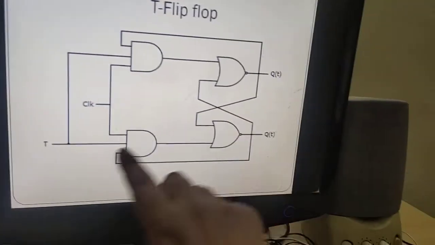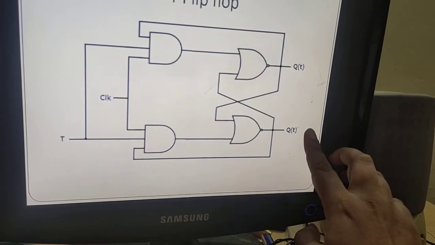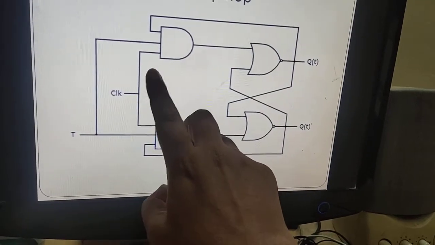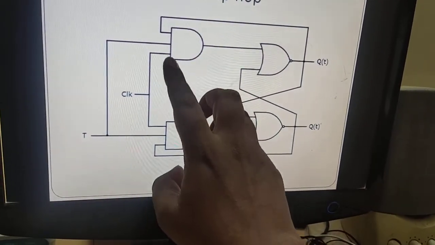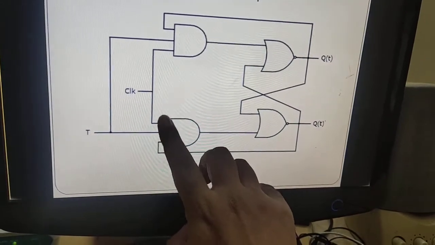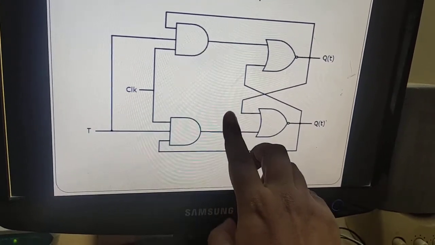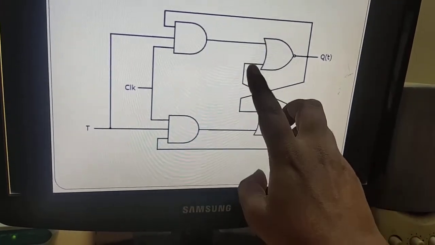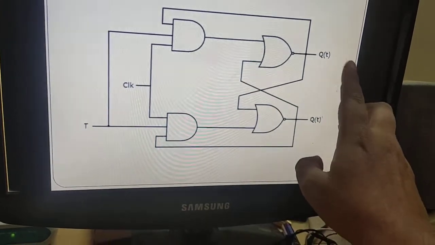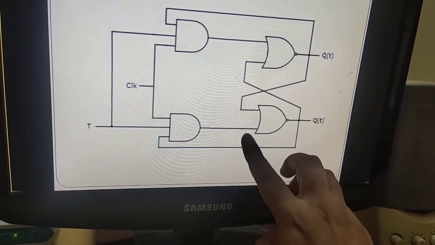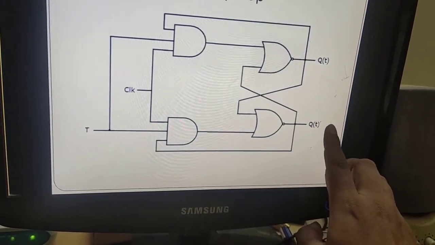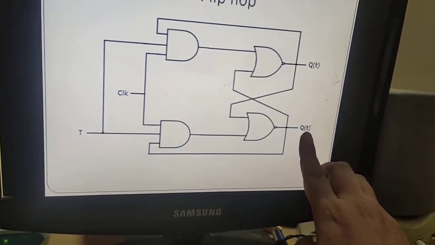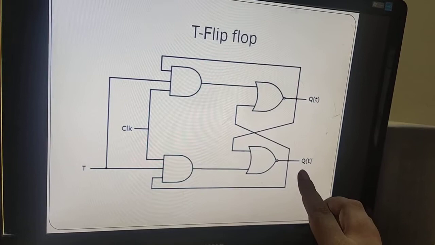Suppose you take T is equal to 0, Q(t) is equal to 0, Q(t) bar is equal to 1. This is 0, this is 1, this becomes 0, this is 1, this is 0, this is 1, again it will be 0. Then what will happen? This 1 will come here, 1 plus 0 is 1, this becomes 0, and this 0 comes here, 0 plus 0, this will be equal to 1. So whenever T is equal to 0, Q(t) and Q(t) bar will be the same. Whatever is the previous value, the same value will remain as it is.